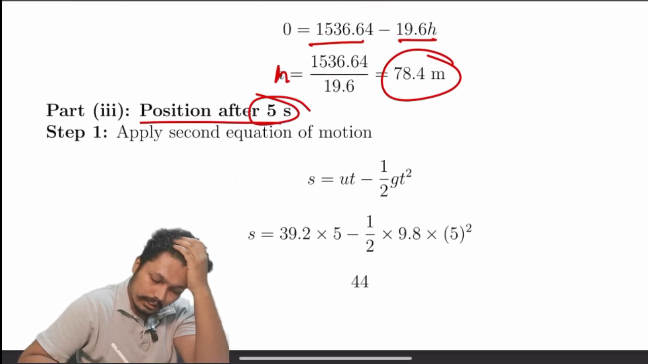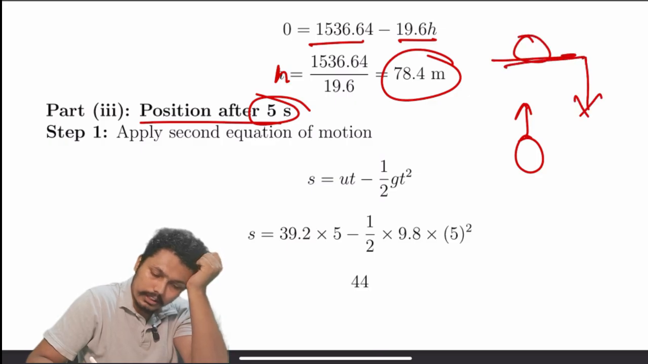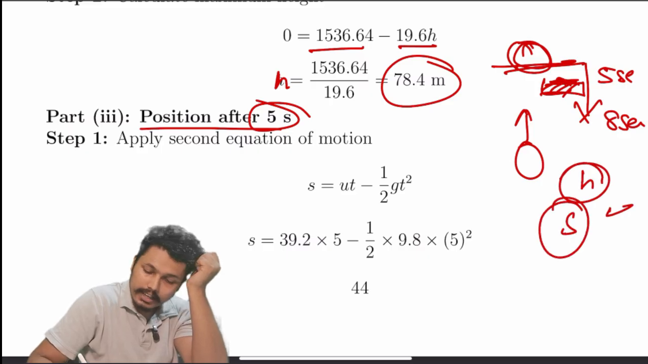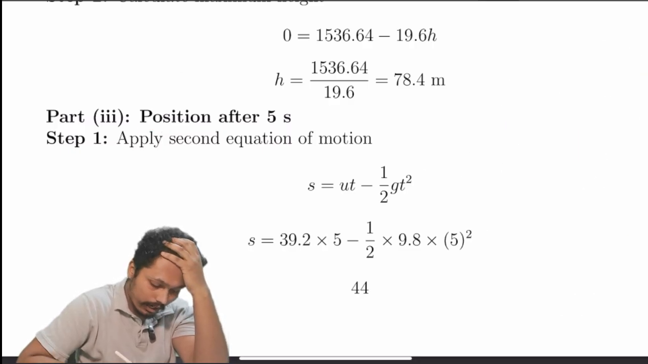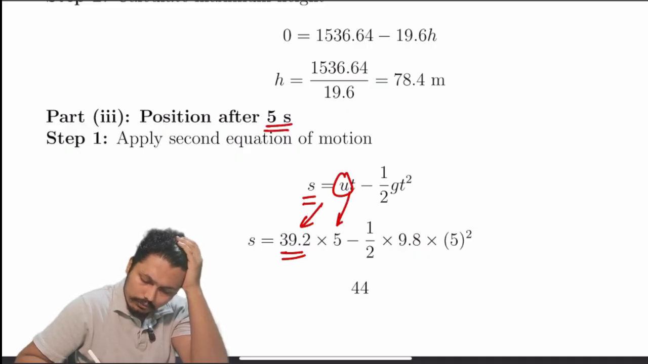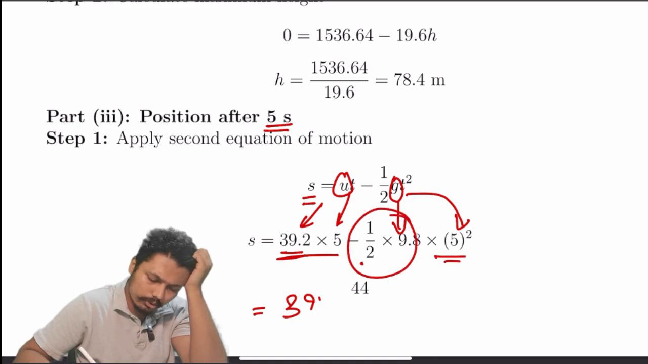Third, I need to find out what will happen after 5 seconds. Let's say I'm throwing the object, it will reach a certain height and fall down. It takes 8 seconds, that means 4 seconds to reach up. After 5 seconds, what will be the position? Position means height. How much will be s? S means height. I can find s using s equal to ut plus half at square. U is 39.2. Time is given as 5 seconds. G is 9.8. So I got 39.2 into 5 minus 1 by 2 into 9.8 into 5 square.